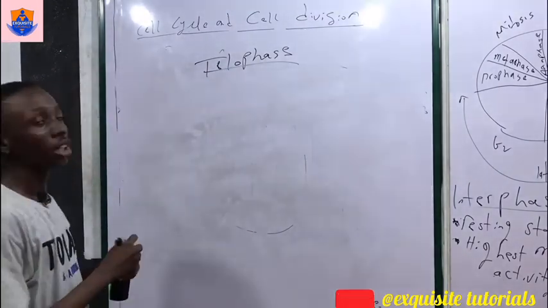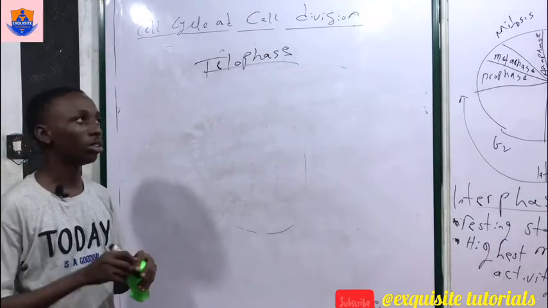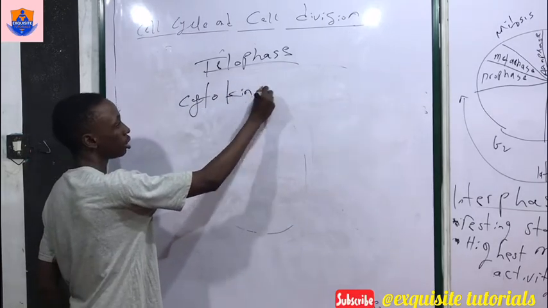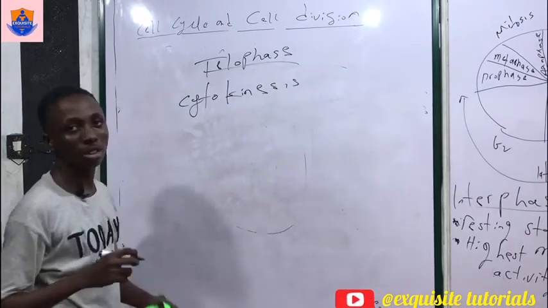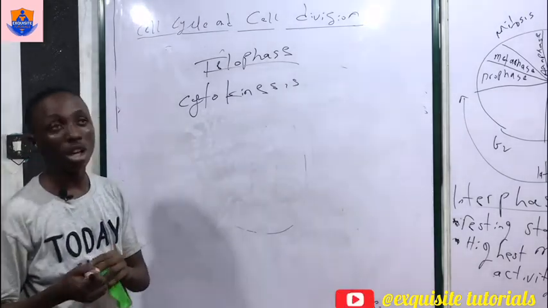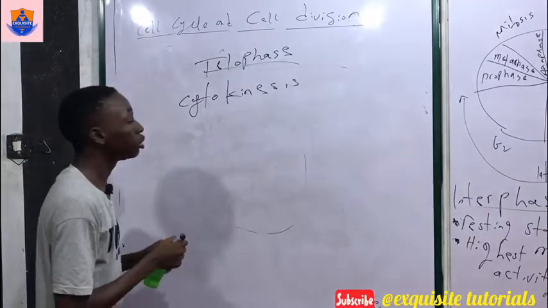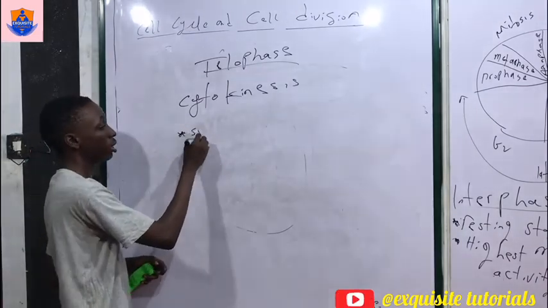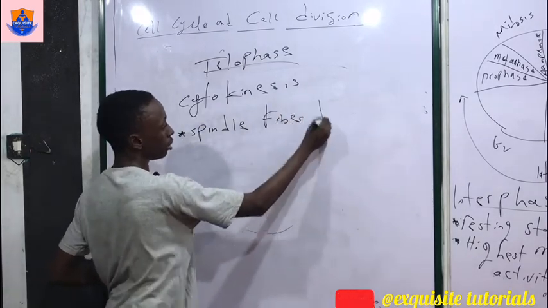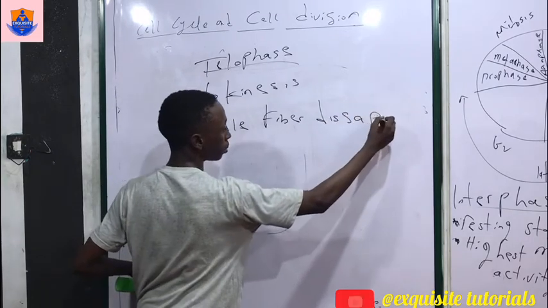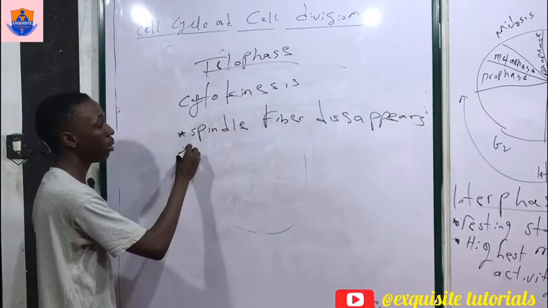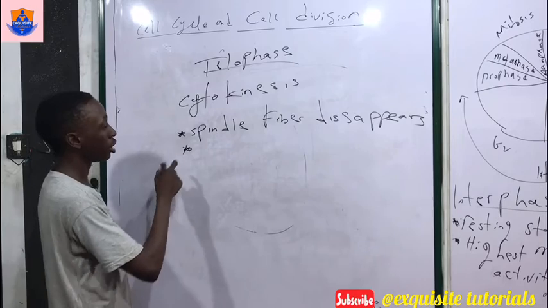So during telophase, the cell actually starts dividing, which we also call cytokinesis, so that now we can have two cells. Now after the process of cytokinesis, the spindle fibers disappear.